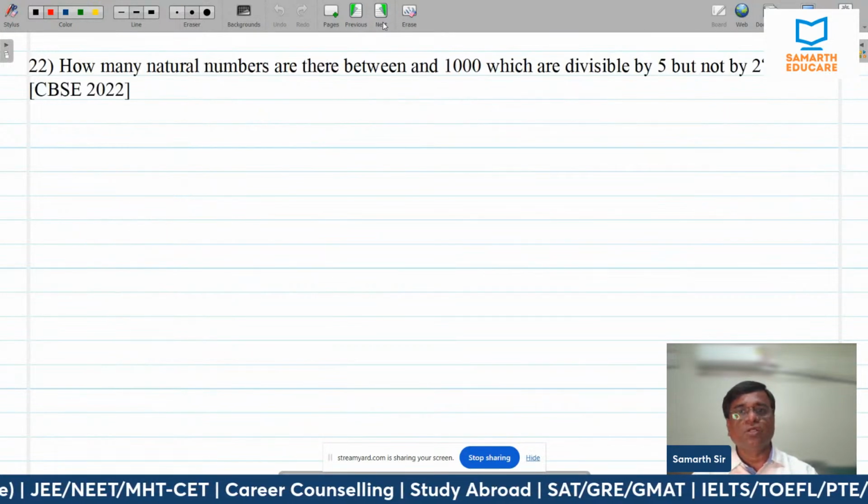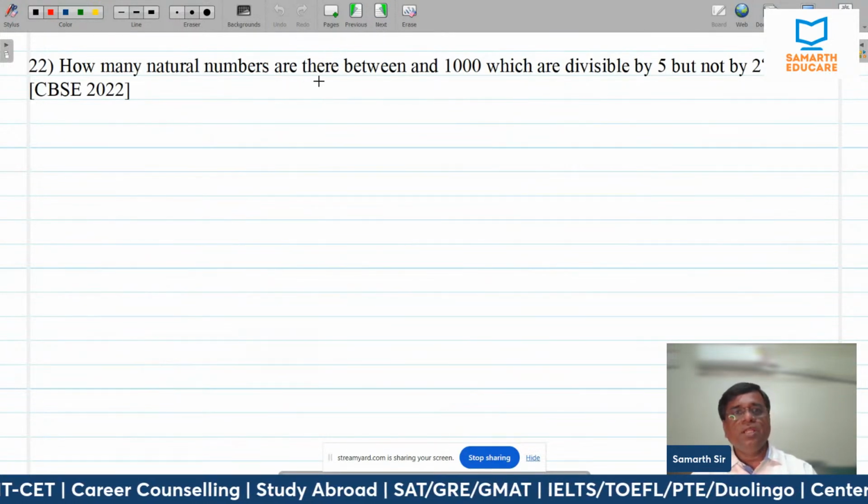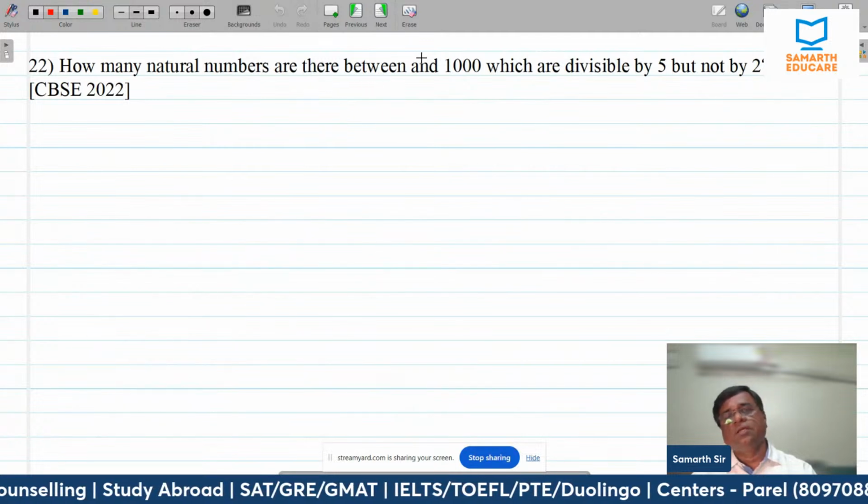Now this is interesting. Look at this question. How many natural numbers are there between?